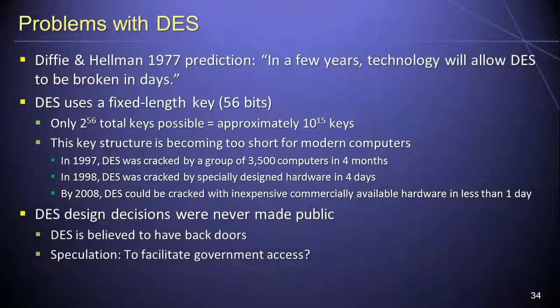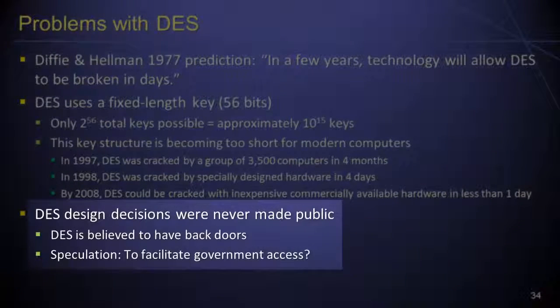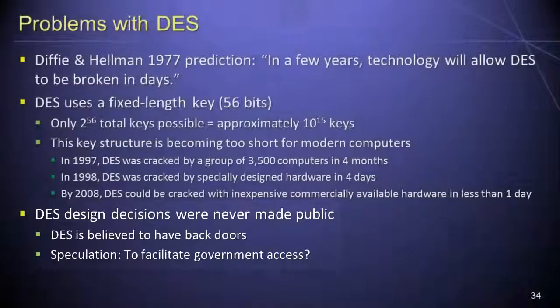Aside from these very real technical concerns, DES has been criticized because many of the algorithm's design decisions were kept classified and were never made public. Many conspiracy theorists therefore believe that DES may have backdoors or weaknesses which they speculate were introduced for the purpose of facilitating government access to encrypted data.